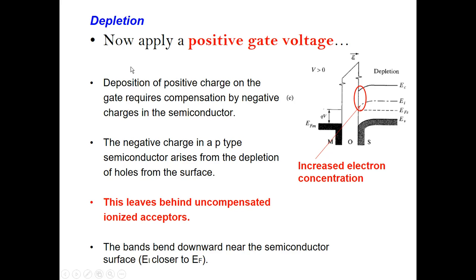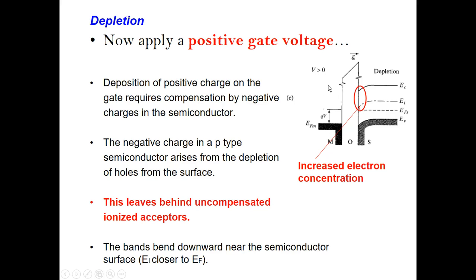So in this we can see what is the depletion mode of operation of a MOS capacitor. For this depletion mode we need to apply positive voltage at the gate. When the gate voltage is made positive, this positive voltage will cause a positive charge in this metal, and to compensate that here we need a negative charge.